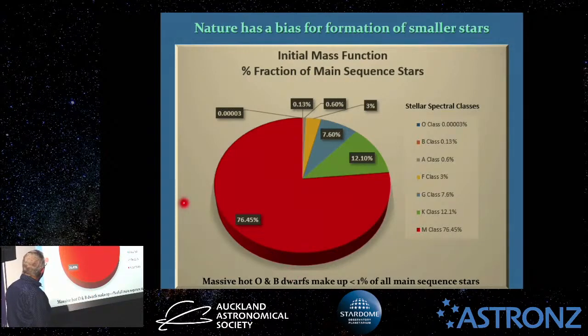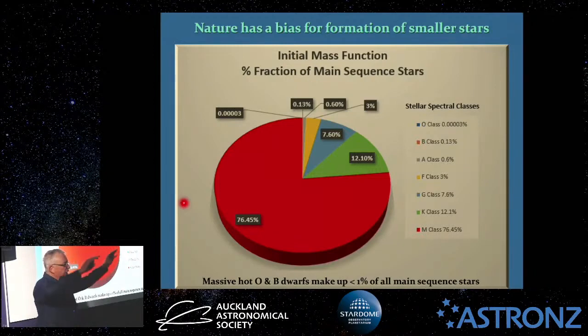So why is that? Why does nature have a bias for smaller stars? Stars tend to form in groups, as we'll see later on, usually from a giant molecular cloud that starts to become unstable and fragment into smaller and smaller fragments, and eventually the smaller fragments start collapsing to form individual stars. And it just makes sense.